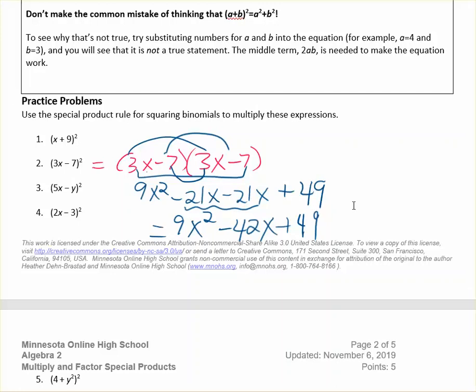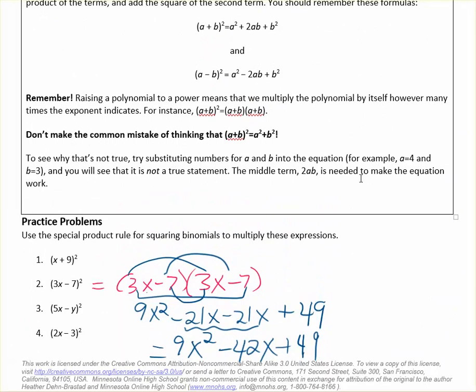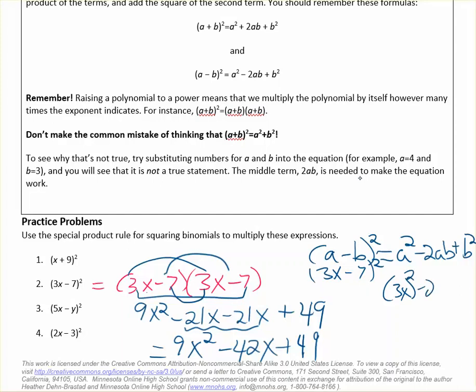The formula says, let's see, this one is the a minus b format, because there's a minus sign in there, that will be equal to the first term squared minus 2 times the first term times the last term plus the last term squared. So in ours, a is 3x and b is 7. Okay, so the first term, a, is 3x, and I have to square that. And then we'd have 2 times the first term, 3x, times the last term, 7, and then plus the last term squared.